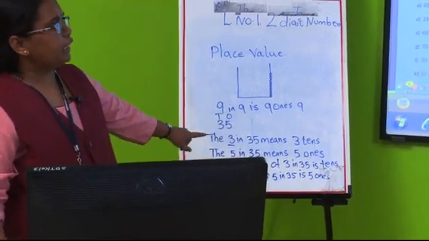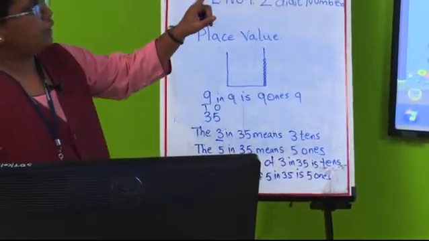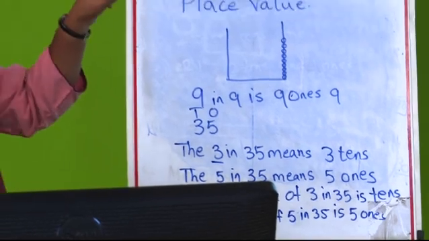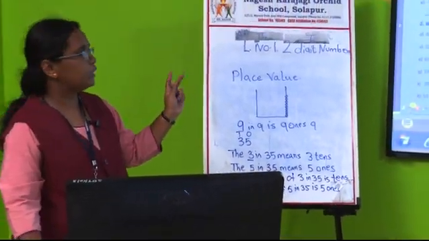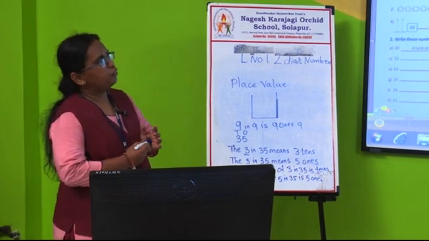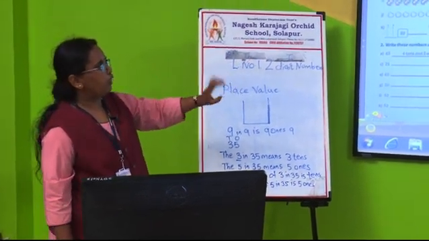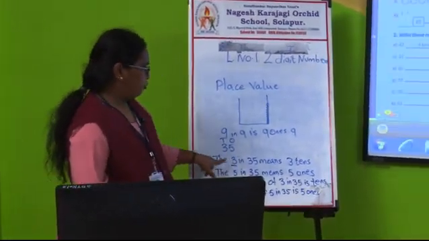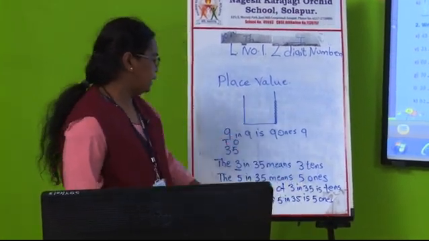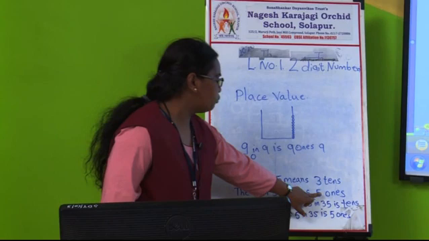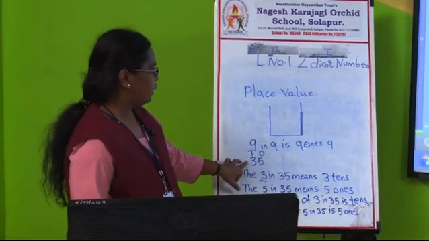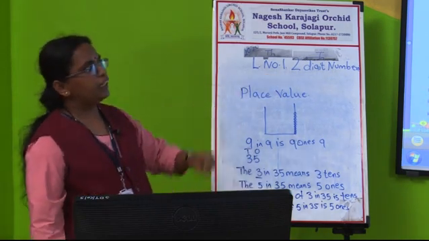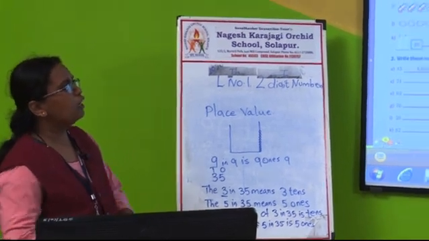In this way, you can see how the place value is done. The 3 in 35 means 3 tens. The 5 in 35 means 5 ones. So in this way, children, you can solve exercise 4. First we have seen 3 tens, 5 ones. The place value of 3 in 35 is 3 tens or 30.